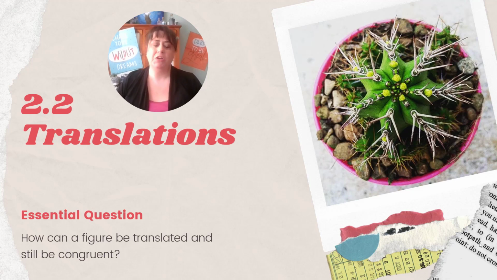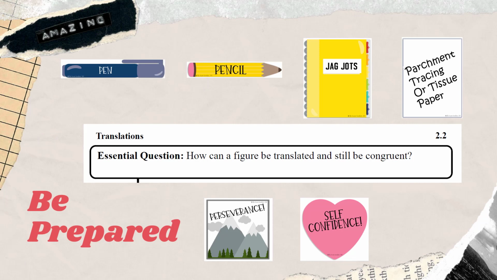You're here for 2.2 translations, and we're going to look at how can a figure be translated and still be congruent? You're going to need a pencil for sure today, and a pen will be helpful. Parchment, tracing, or tissue paper, something that you can see through, and your Jaguar dots should say 2.2 at the top. How can a figure be translated and still be congruent? And bring your growth mindset and perseverance and your self-confidence. Let's go ahead and get started.